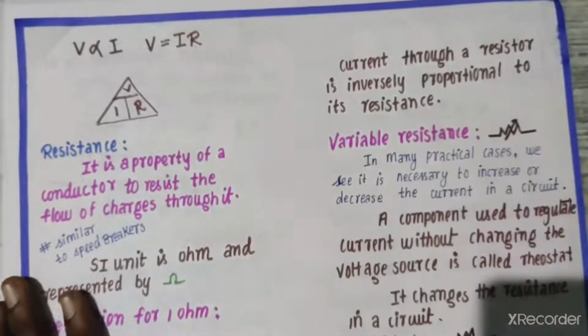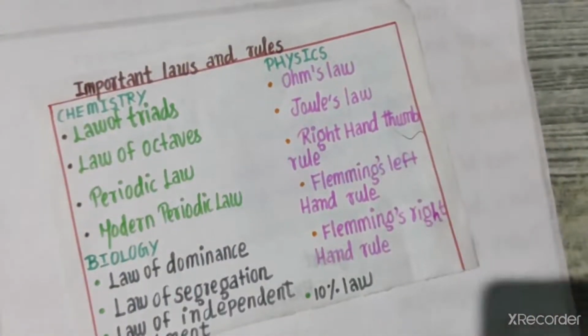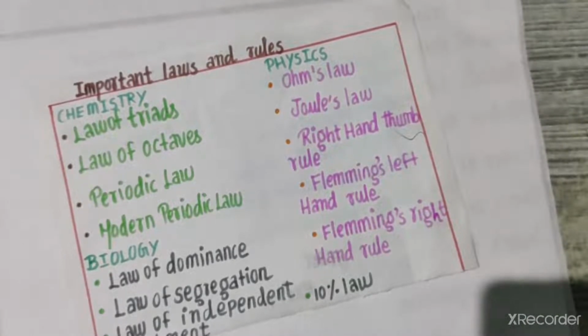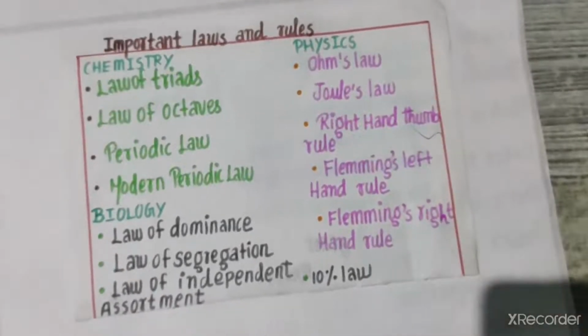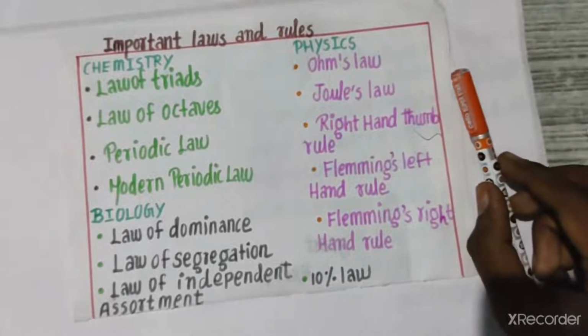Okay, so now we will get through the next rule, that is the right hand thumb rule. So what is the right hand thumb rule? Why do we use the right hand thumb rule? Do you remember, guys, we have completed this chapter also. For what purpose are we using this right hand thumb rule? For finding the direction of magnetic field produced due to a straight current carrying conductor.